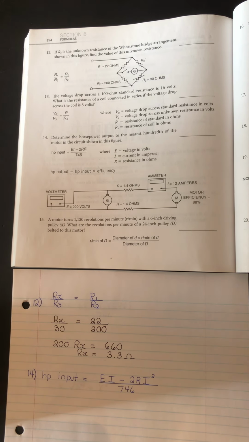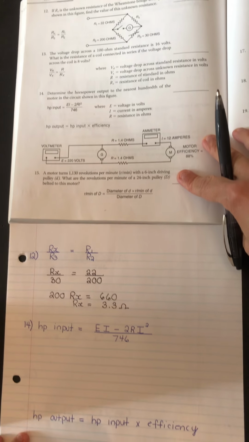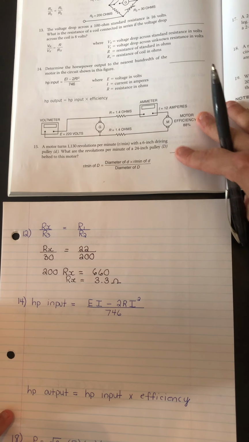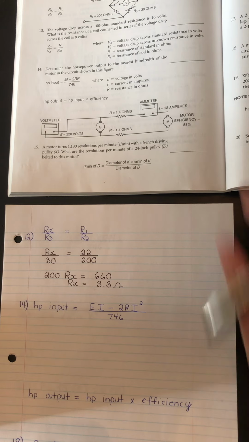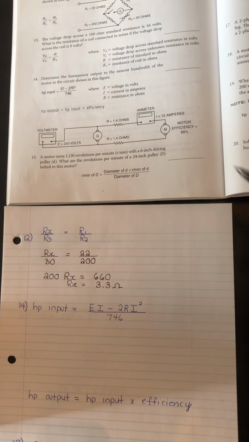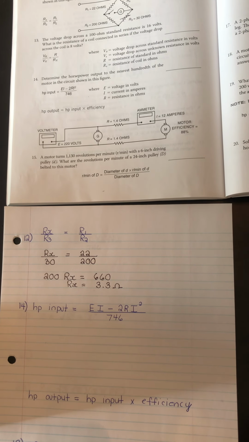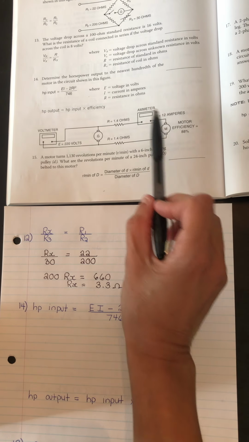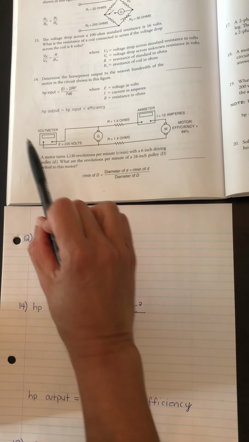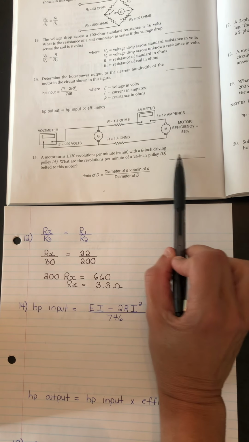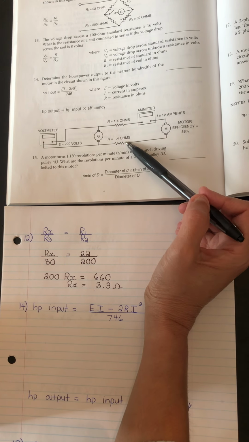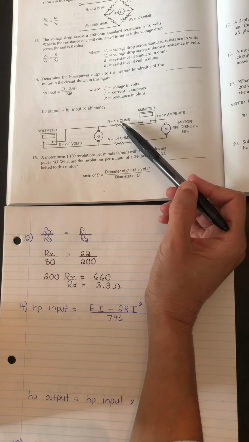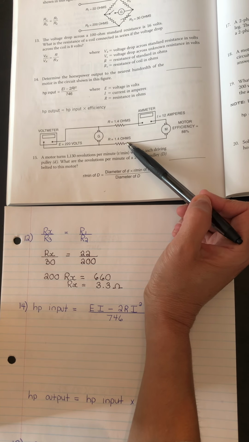Okay, we will do 14. So let me move this up a little like that so we have more room. And we'll take a look at 14. It says, determine the horsepower output to the nearest hundredth of the motor in the circuit shown. Okay, so we have a circuit. Look, there are two resistors, each of 1.4 ohms here.